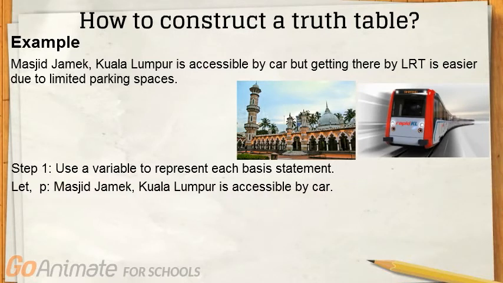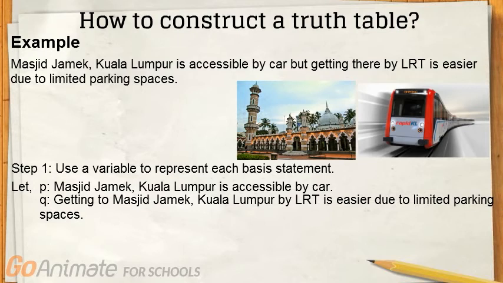Let P be the statement Masjid Jamek, Kuala Lumpur is accessible by car, and Q be the statement getting to Masjid Jamek, Kuala Lumpur by LRT is easier, due to limited parking spaces. Then, write the given statement into symbolic form. The word but in the compound statement has the same meaning as and.